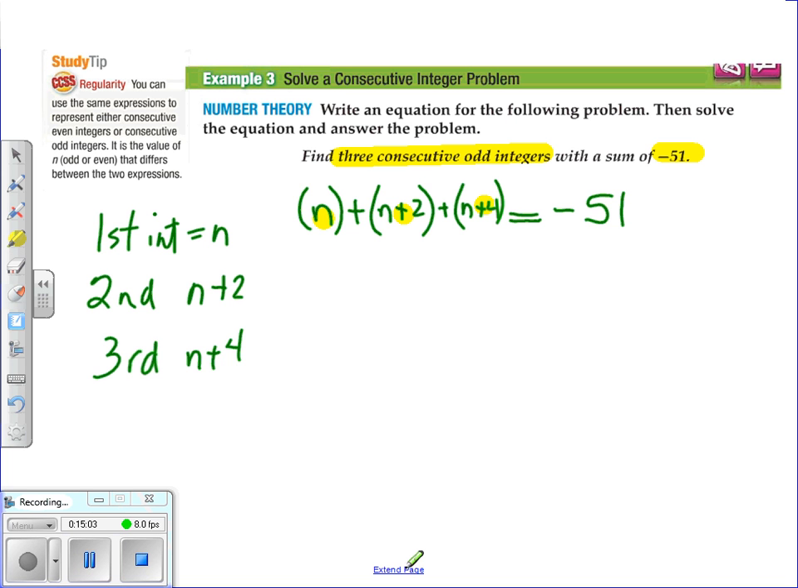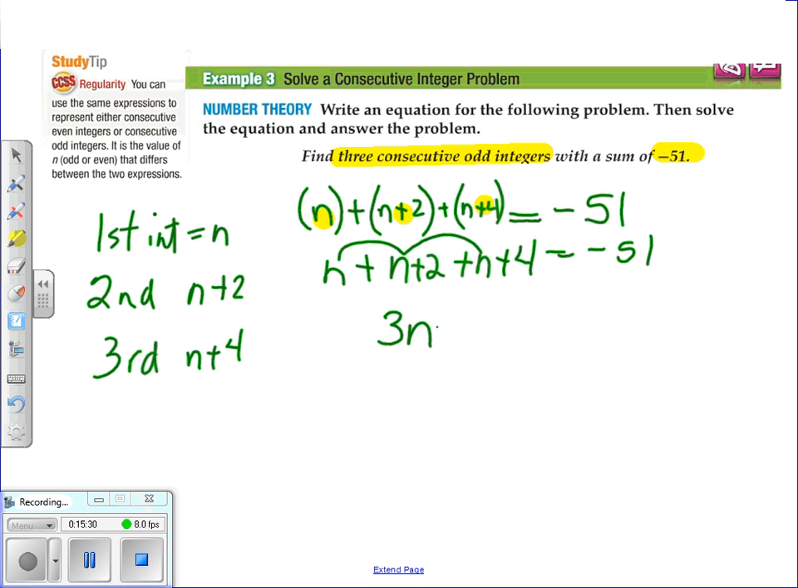Watch what happens now. How do we solve this equation? N plus n plus, so how many n's do we have? We have 1, 2, 3 n's, right? Maybe it'd be helpful for you guys if I took all the parentheses out. And so now we have n plus 2 plus n plus 4 equals negative 51. I'm going to get my like terms together. I have 3 of them, so I have 3n plus 6 equals negative 51.